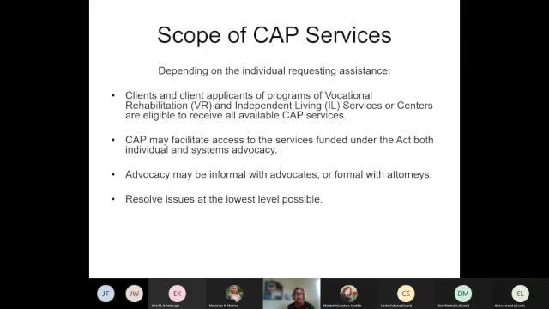But the individuals get in touch with Disability Rights and they talk with our intake coordinator. She gathers the information, and then we provide informal or formal advocacy depending on the need of the individual.